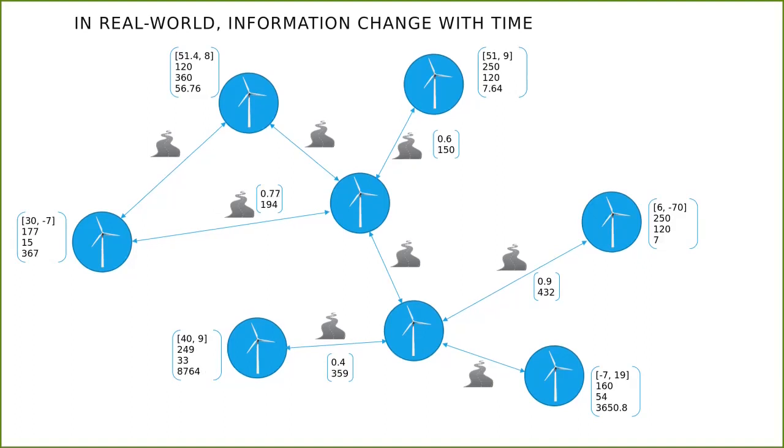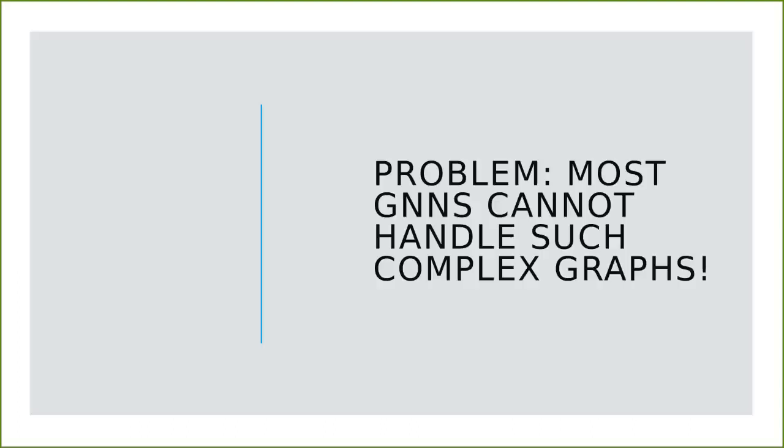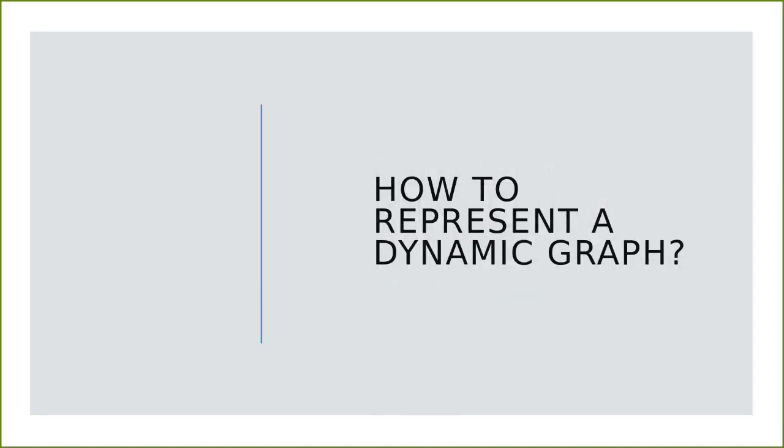So now the question is, what problems does this type of modeling cause? So most of the graph neural networks are not capable of handling such complex graph models. In fact, a large part of the models can only process static, or in other words, time-independent graphs. The few GNN models that can handle attribute dynamic graphs expect a very special graph representation, which brings us to the following question. How do we represent a dynamic graph?